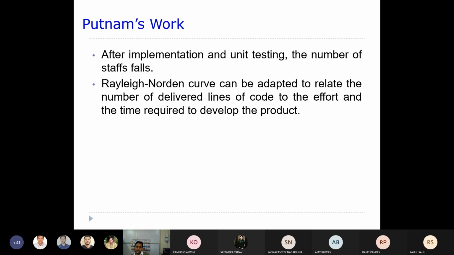So the Rayleigh-Norden curve can be adapted to relate the number of delivered lines of code to the effort and the time required to develop the product. Here also, because much of the characteristics are very similar to R&D sort of projects, the estimations relating lines of code to effort using this Rayleigh curve can also be adopted.